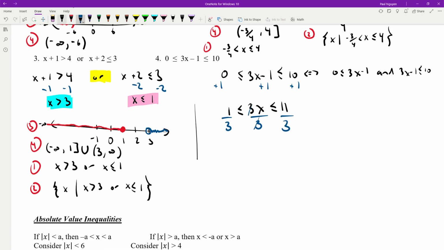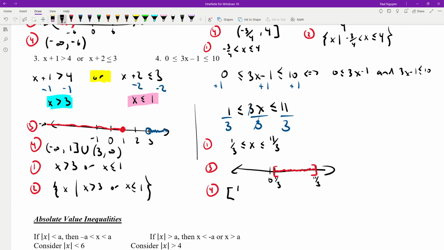This cancels with this, and I get that x is bigger than or equal to 1/3, but less than or equal to 11/3. This would be the first way to write that. If I drew a picture, which is the third way, it would look like this. Here's 0, here's 1/3, and all the way over here would be 11/3. And I want everything in between, including the ends. So in interval notation, the fourth way, it would be from 1/3 inclusive to 11/3 inclusive.